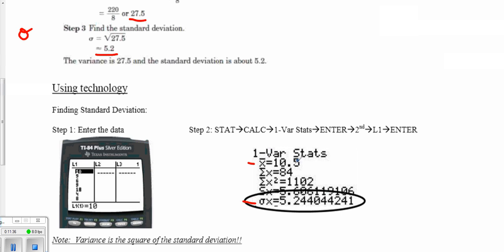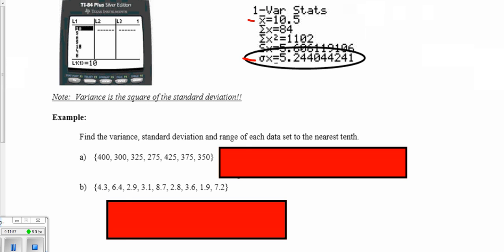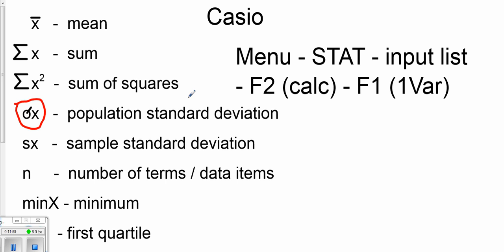Here is our mean, our average. Here is our standard deviation. Note, variance is going to be the square of the standard deviation. If we take this number, 5.244 and so on, and square it, or multiply it by itself, that would be the variance. Before we go on to looking at the variance and standard deviation of these ones, I want to look at how to find it on the Casio.